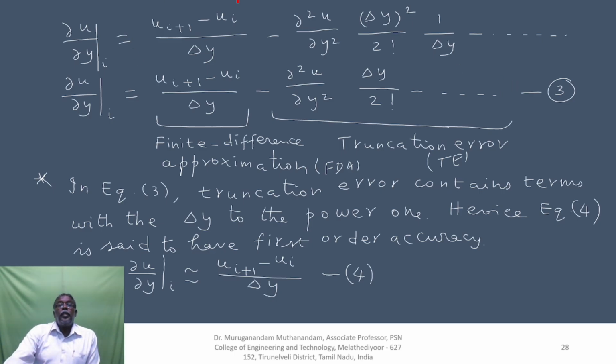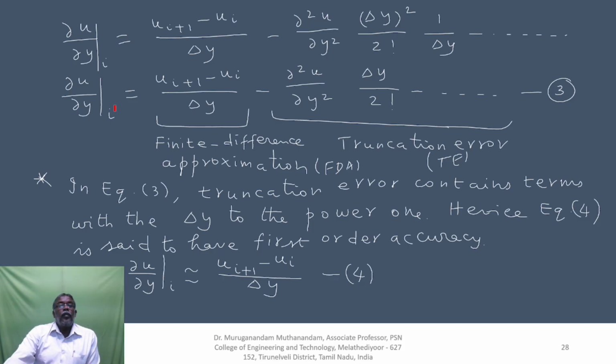Now if you see this equation, which is given as equation 3, this term is called finite difference approximation. What about the remaining terms? These are called truncation error. Why do we call it truncation error?